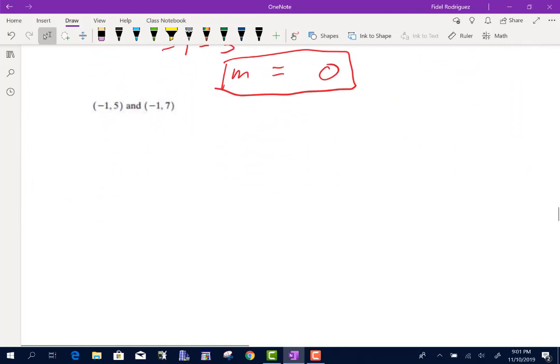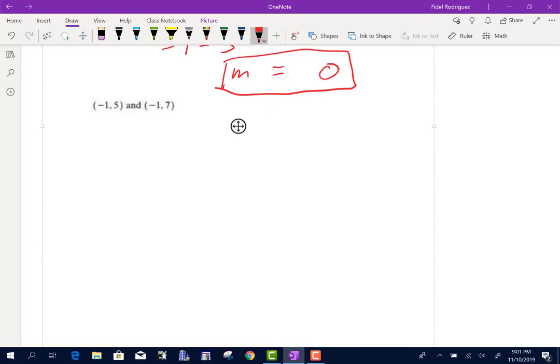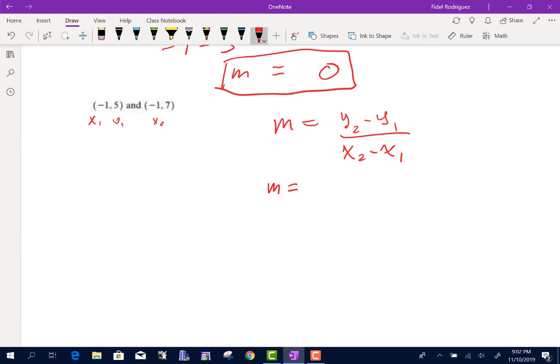Let's take a look at the next one over here. Okay, so I'm going to do the same thing here. Let me get my red back. So let's see. I'm going to write down my formula again. m equals y2 minus y1 over x2 minus x1. Okay, so let's go x1, y1, x2, y2. So I'm going to have 7 minus 5 over negative 1 minus negative 1. Okay, 7 minus 5 is 2. Minus and minus become plus. That gives me a 0.